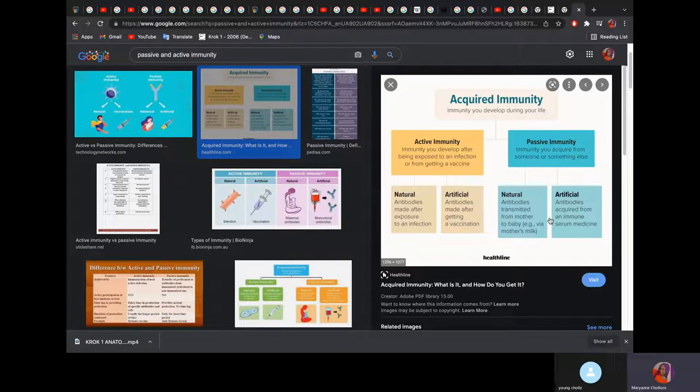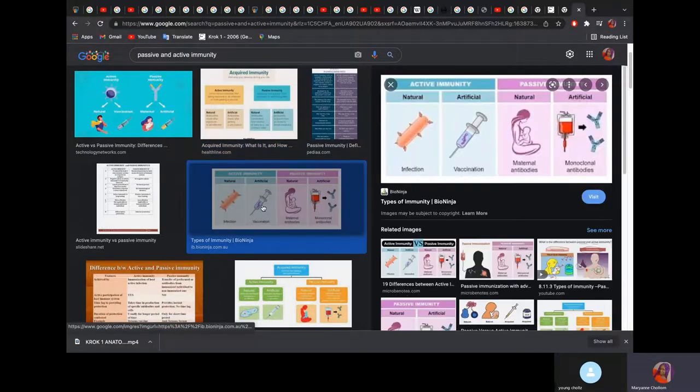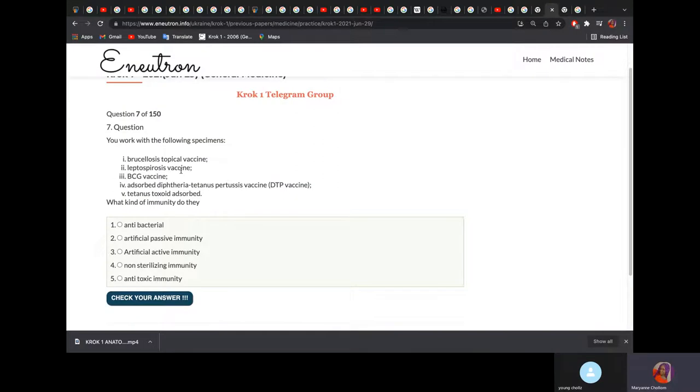In passive immunity, the antibodies were given, in natural through the mother, via the mother's milk. But in artificial, these antibodies were given via intravenous infusion of serum. Yes? So you can see it's another beautiful picture that helps to differentiate it. For monoclonal antibodies, the answer would be: because of its vaccine, it is active because the person is making the antibodies, but artificial because it is not due to infection, it is due to vaccine.